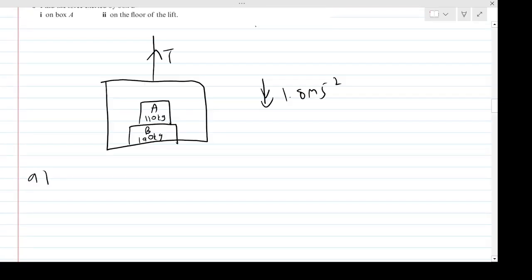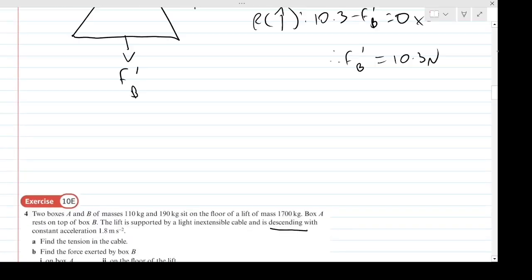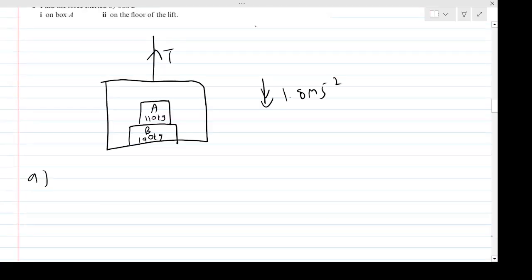Okay, so for part A it wants us to work out the tension in the cable. Because it's a connected system, the lift and the two particles are all going to move down. They're connected because they're all in contact with one another, and they're all connected by the same tension in the string. They're all going down the same direction, so we can consider it as a whole.